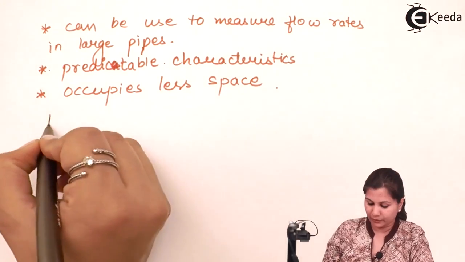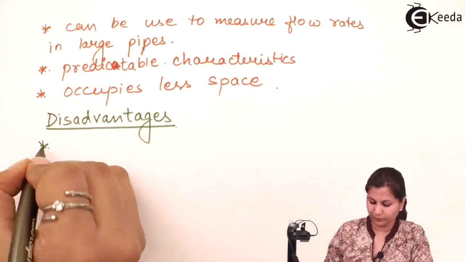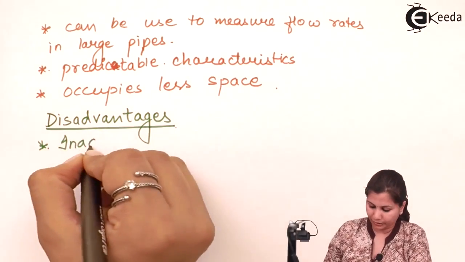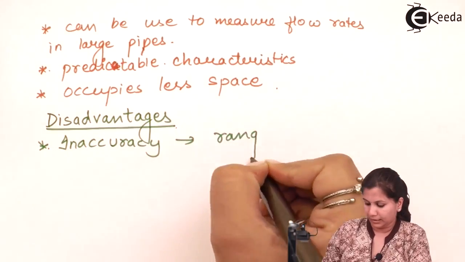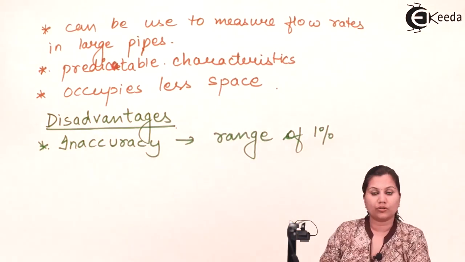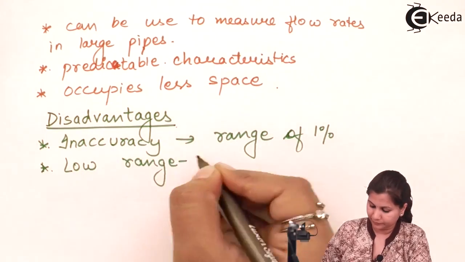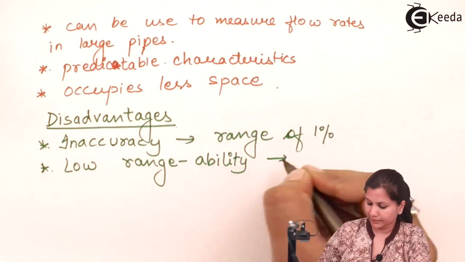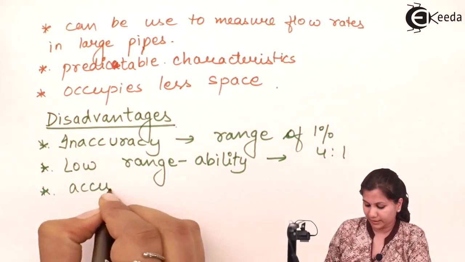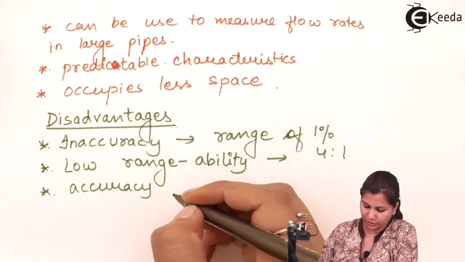Now comes its disadvantages. The disadvantage of the orifice plate is that it is inaccurate, and this inaccuracy is in the range of 1%. Also, they have low rangeability, typically 4:1. Also, their accuracy is affected by the density, pressure and viscosity fluctuations.